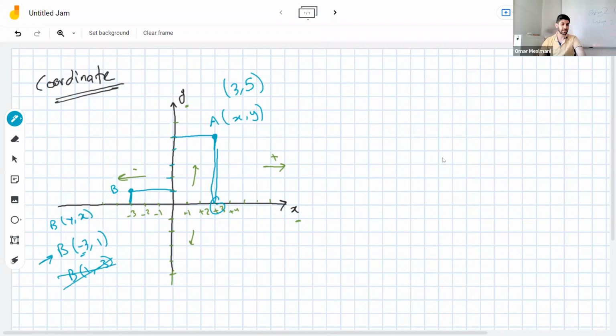Okay, so this is basically the coordinate, and this is the X axis, and this is the Y axis.